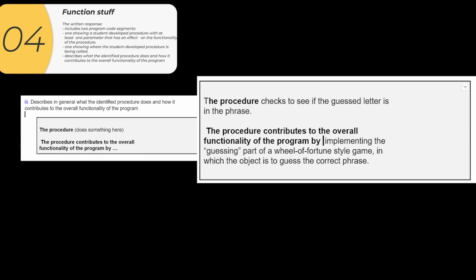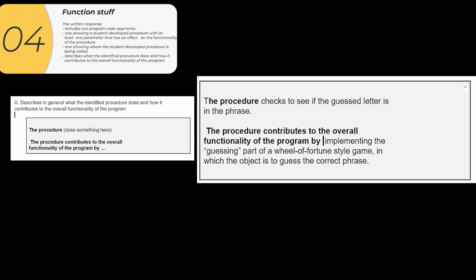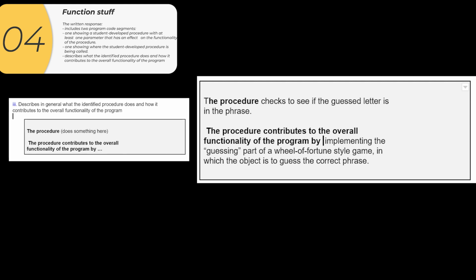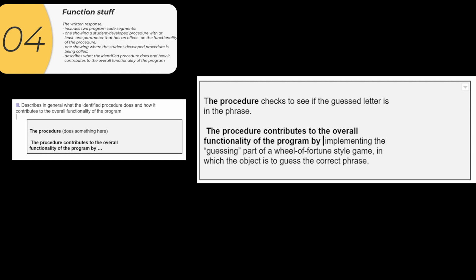So here's my example from my Wheel of Fortune game. The procedure checks to see if the guess letter is in the phrase. The procedure contributes to the overall functionality of the program by implementing the guessing part of a Wheel of Fortune style game where the object is to guess the correct phrase. And if you think about it, this all makes sense given that I'm programming.